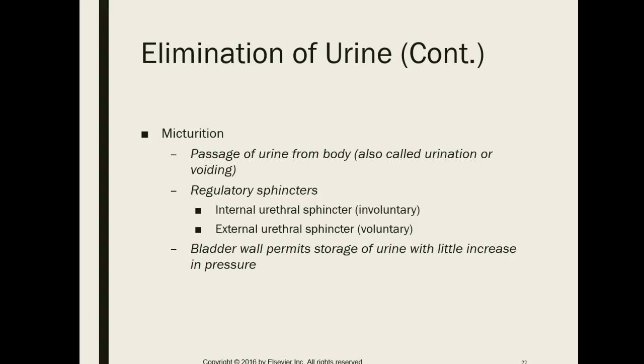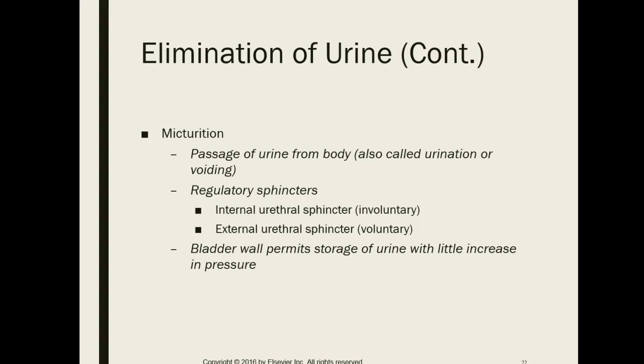So micturition is the actual passage of urine from the body, so urination or voiding. This is controlled by regulatory sphincters. We have two, the internal urethral sphincter and the external urethral sphincter. Internal is involuntary and external is voluntary. So once the bladder fills to a certain point, that internal sphincter will open, and then when we sit down to void, we open up the external sphincter.